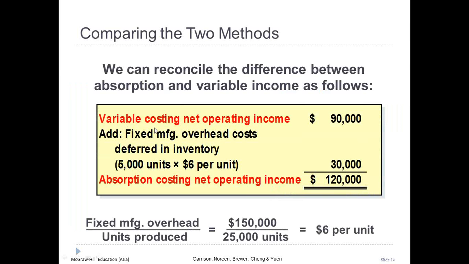Now, variable costing net operating income is $90,000. There's a difference. $120,000 is the net operating income under the full absorption costing method. Why is that? Why is it higher under absorption costing? Because all of the fixed manufacturing overhead costs were expensed in the variable costing method. There's more downward pressure on net operating income. Remember, $6 a unit is going to be sticking in your inventory for unsold units if you use absorption costing. That's the difference.